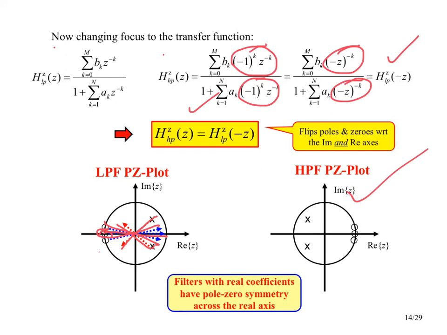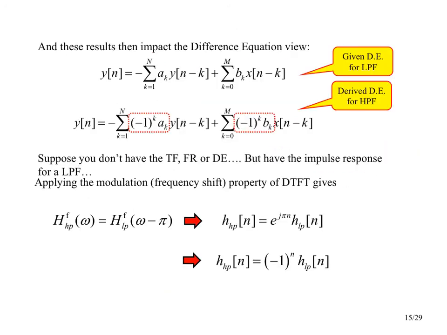And I can visualize it through frequency response, through transfer function, through pole zero plot, through difference equation, and well, here is the view of the difference equation. So we had the AKs get transformed, the BKs get transformed. So we're just alternating the signs, just like we predicted. And then finally, we can see the impact that it has on the impulse response.